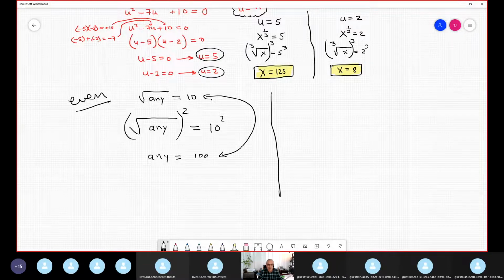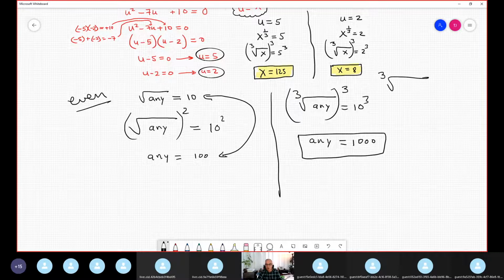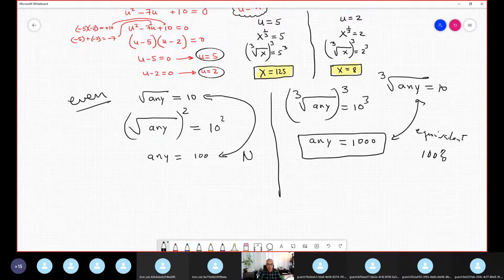When the index is odd, suppose cubic root of any expression equal 10. Whatever, you cube both sides, any expression equal 1000. And this equation is 100% equivalent to the original. The original was cubic root of any expression equal 10, and this and this are the same, equivalent 100%. This is not equivalent, so if it's not 100% equivalent, you have to check it. Mandatory.